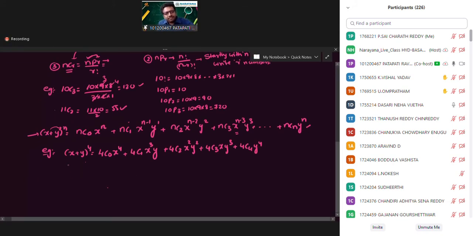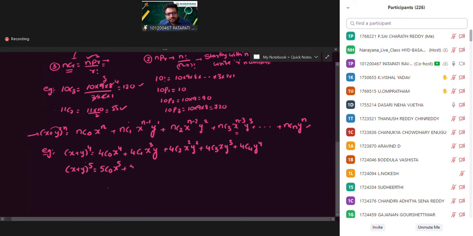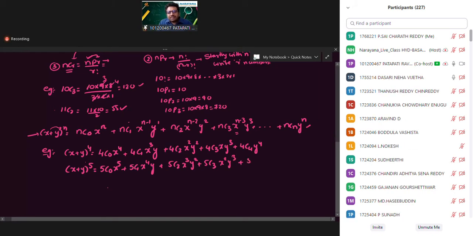Now, (x plus y) whole to the power 5. It starts with 5C0 x power 5. Okay. Yeah, Vishal, anything you want to ask? Plus 5C1 x power 4 y, plus 5C2 x cube y square plus 5C3 x square y cube, plus 5C4 x y power 4 plus 5C5 y power 5.